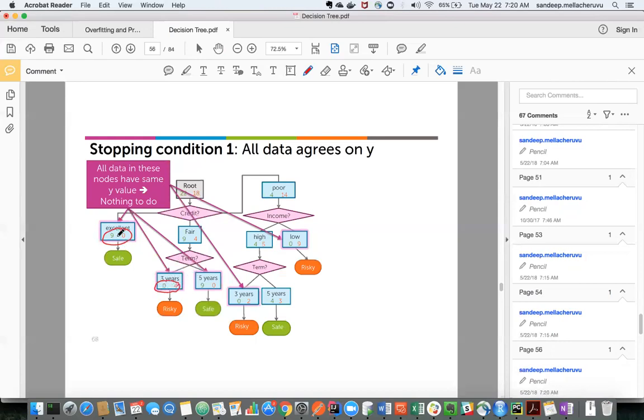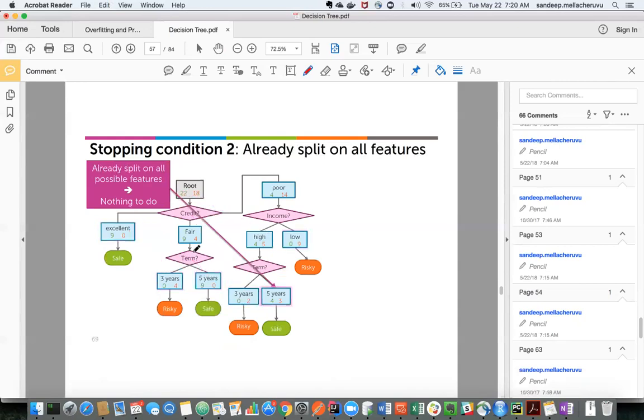So if you see this node and this node, all of them are pure nodes. There is no impurity in any of these nodes. So when you have a pure node, stop the splitting. What is the second criteria? Already split on all the possible features, nothing to do.